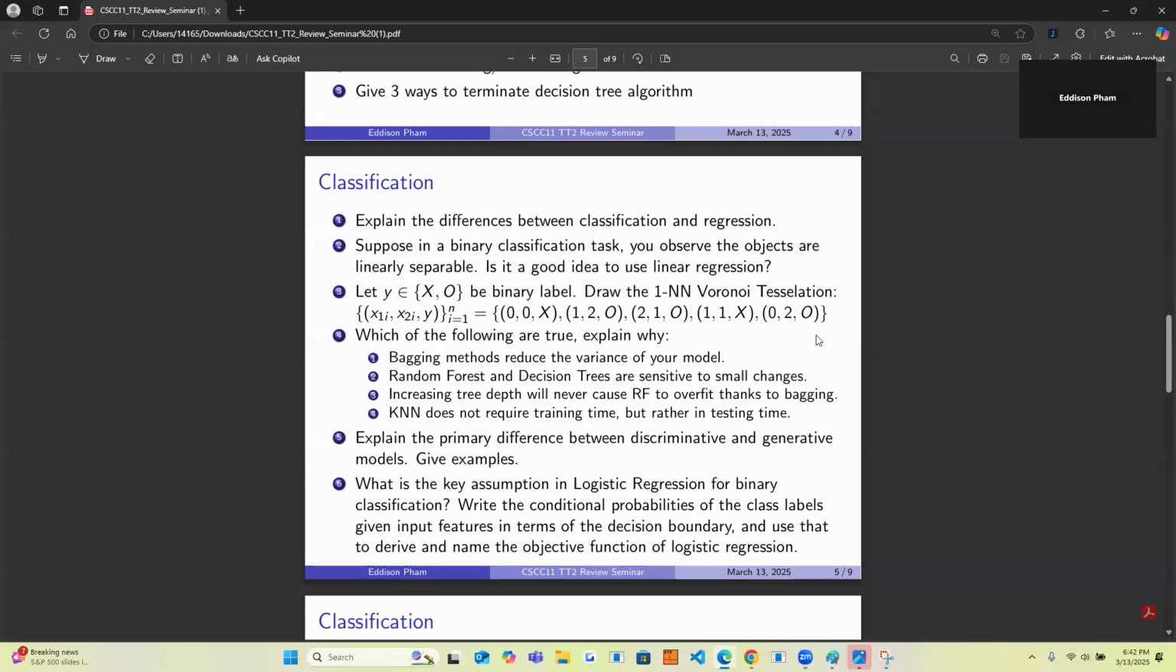Yep, you are absolutely correct. Canon, RF, logistic are discriminative. Yep, everybody is correct.